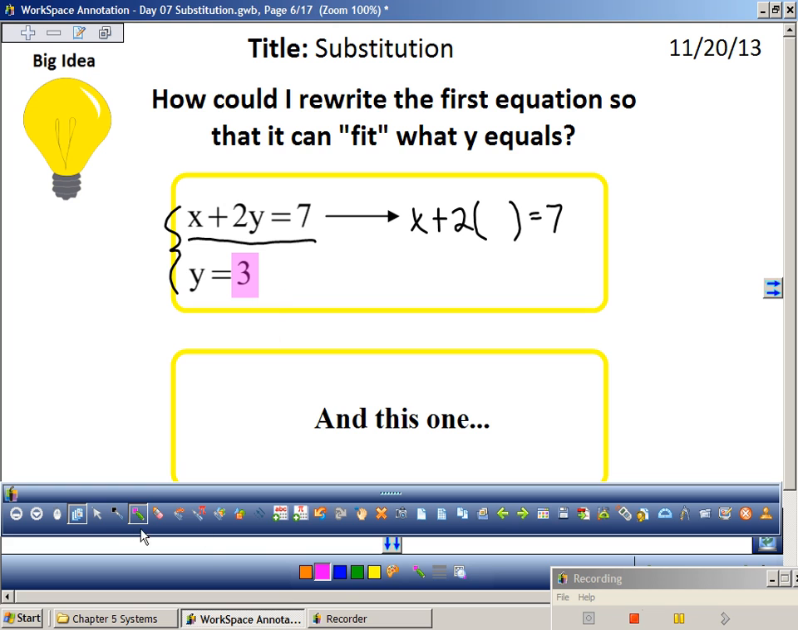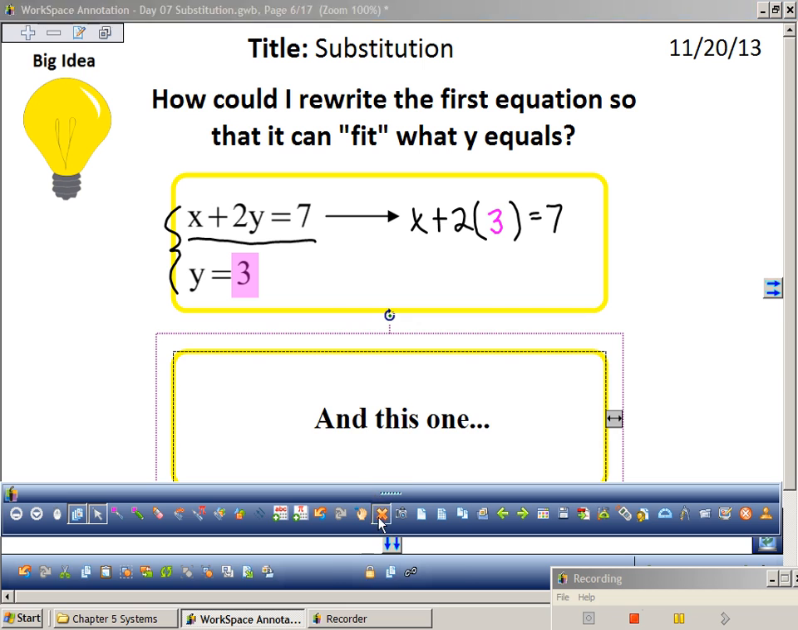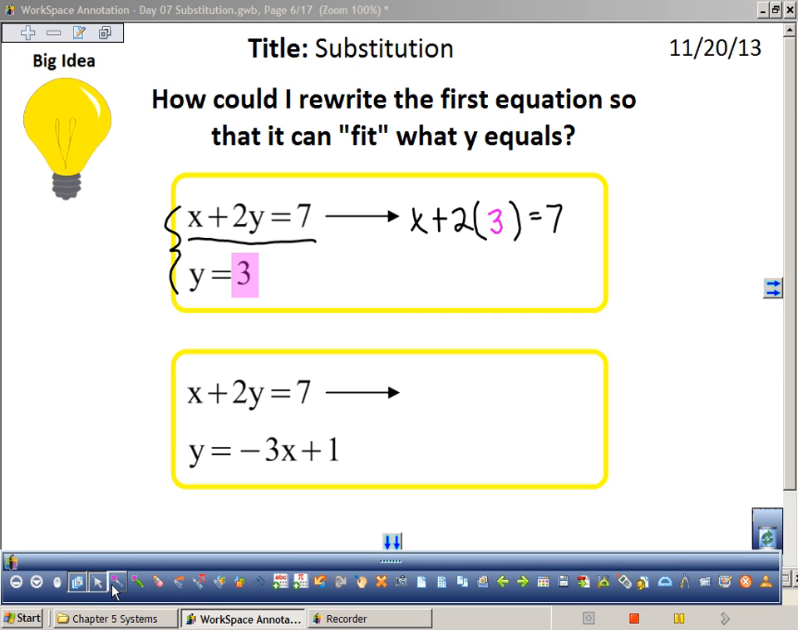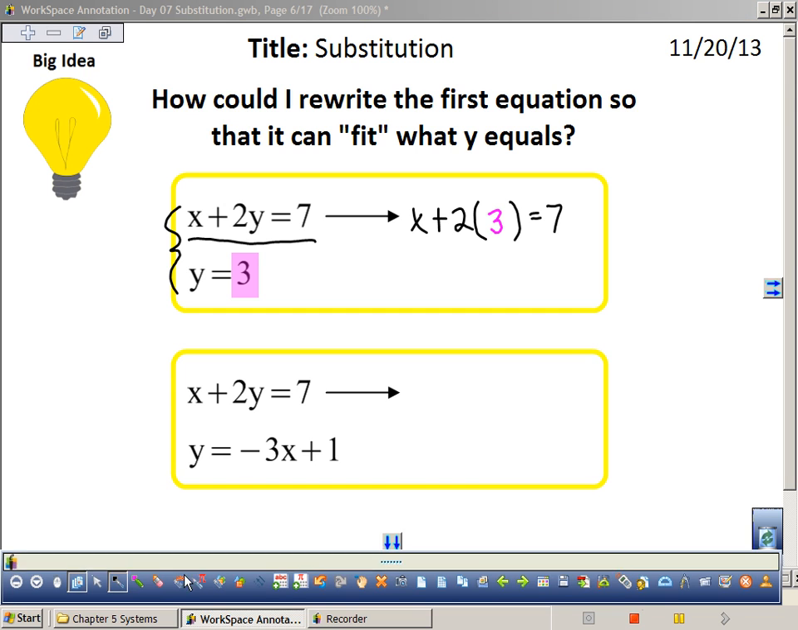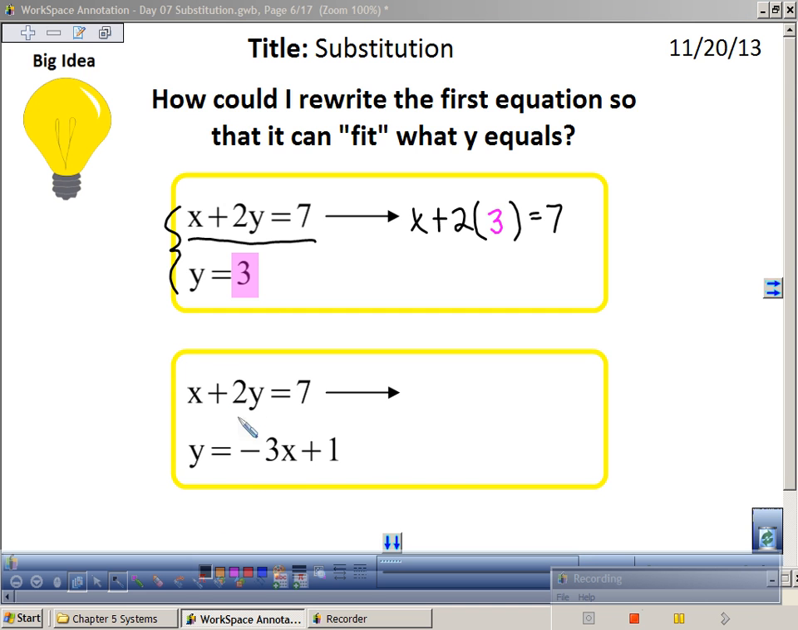So if that's 3, then I would have to substitute in 3. Right? We've done this already, right? For 2 days we've been doing this. What about this one? No writing yet. We're just talking. Plenty of time for writing in a minute.